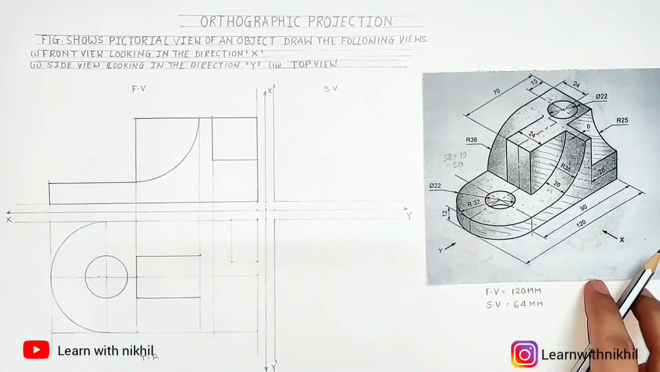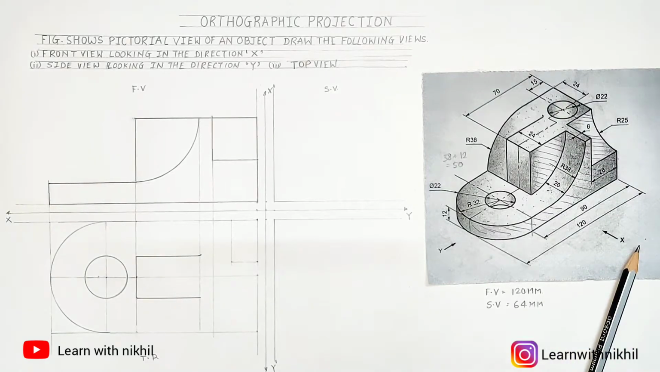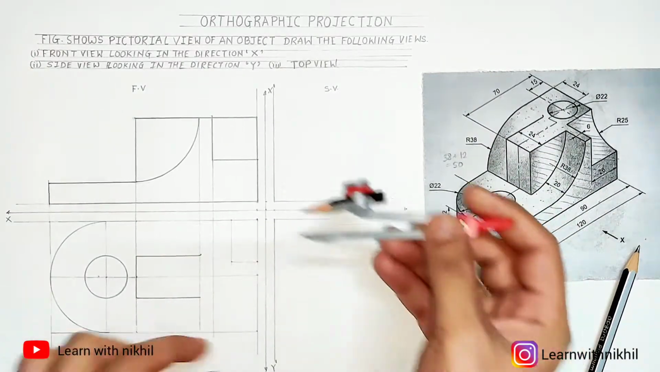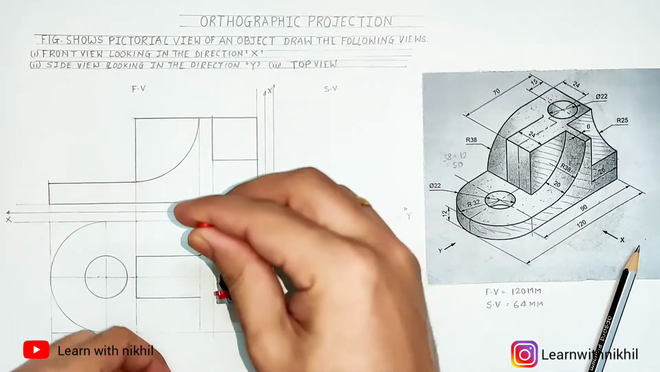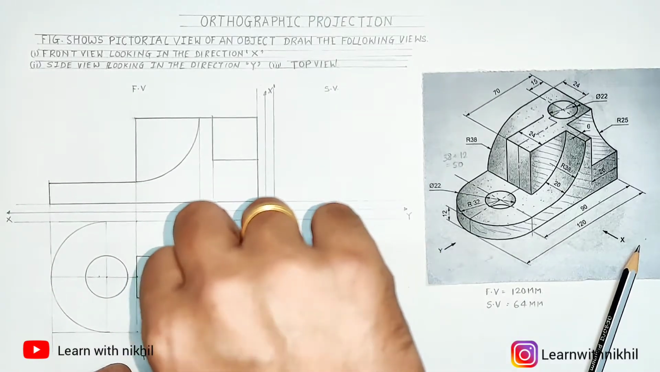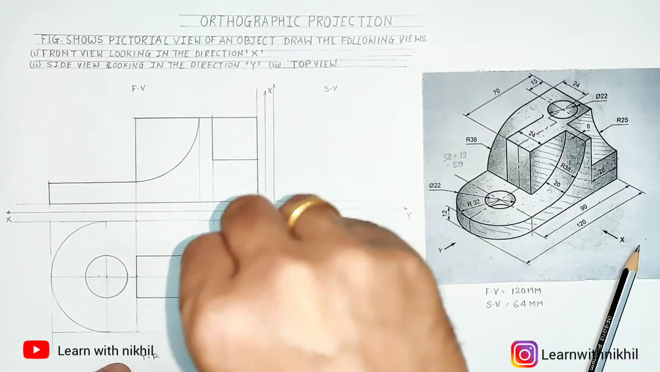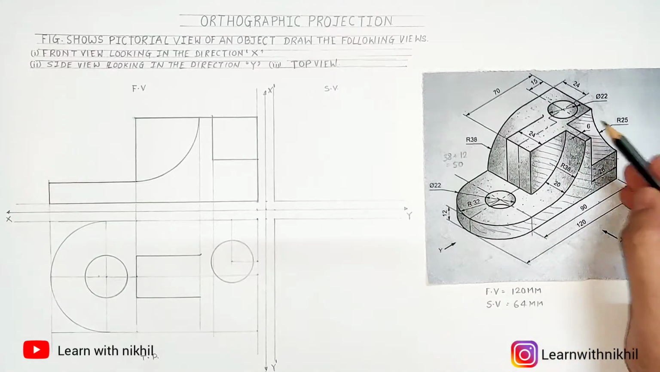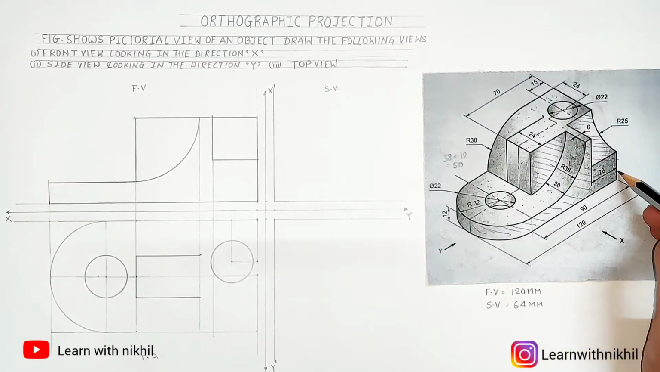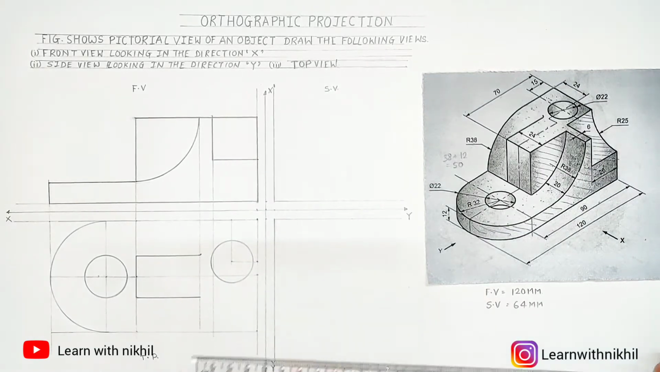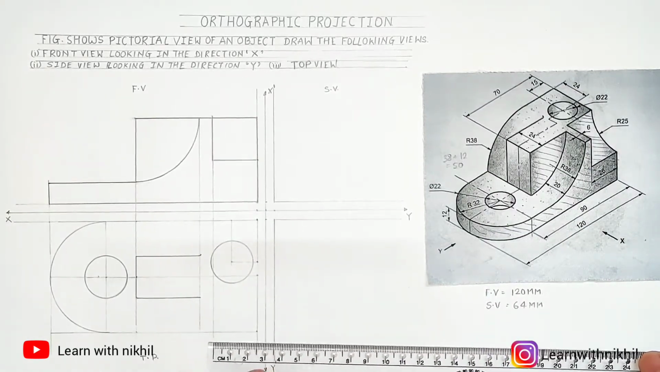Now after locating the center point, we will draw a circle with the given diameter as 22. So on the compass we'll take radius as 11 and draw a circle. Now next, the length of this line given is 26 millimeter, and the projection has already been taken from the front view.